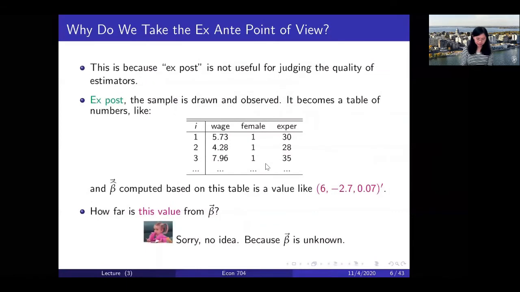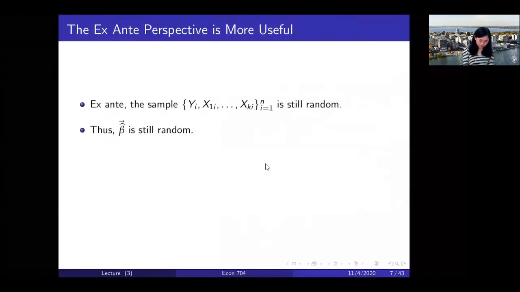On the other hand, ex ante, the sample is still random, and the estimator is also random. And for a random variable, we can calculate its expectation, its variance, and its probability limit, and compare those with the true value. We can compare the expectation or the probability limit with the true value. And those comparisons will give us information about how the estimator behaves.